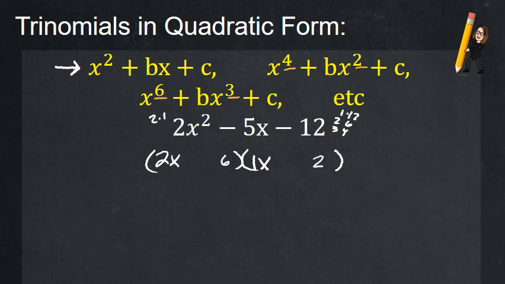So if I try that out with 2 and 6, outer would give me 4, inner 6, that's never going to get me to a 5. What if I swap them? A 12 and a 2, never going to get me to 5. Okay.